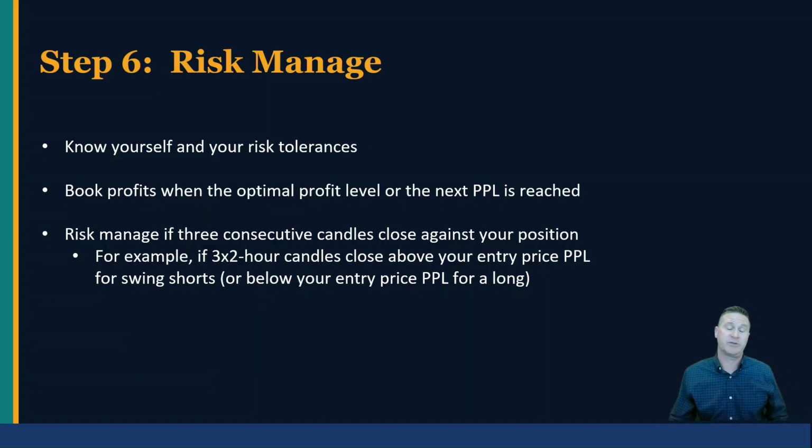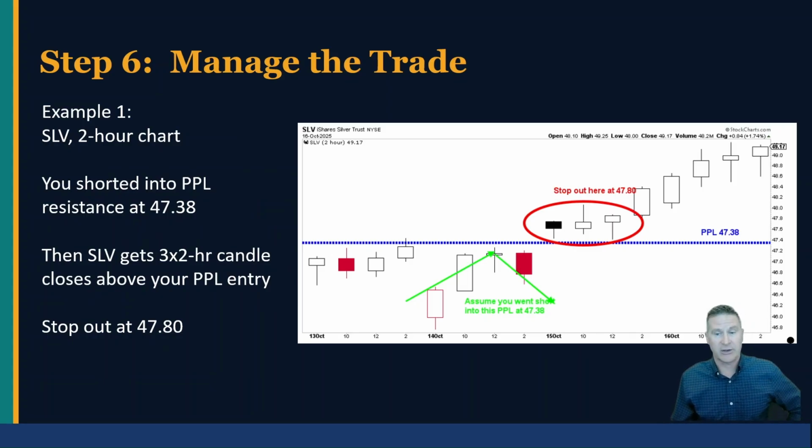Now, in terms of risk management, it's important to understand how much you're willing to lose per position. I'm just going to give you a rule of thumb for this particular system. Again, you might have your own way to determine your stop out levels. Generally, the rule of thumb is 3 full candles against your position.